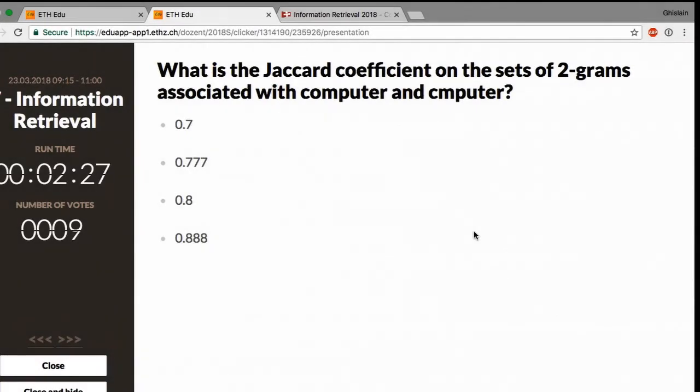By the way, who already saw the Jaccard coefficient in the machine learning lecture, Introduction to Machine Learning? You already saw it, okay. It's the same thing. The Jaccard coefficient is also used when you compute similarity between, for example, images. It's the exact same definition.